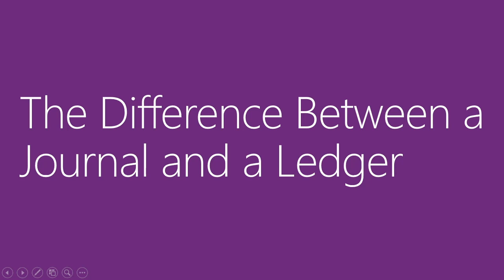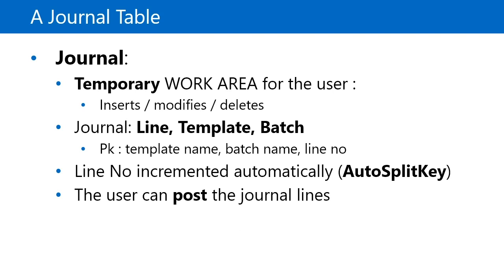So let's summarize by defining now what's the difference between a journal and a ledger. If we look again at the journal table, then we know by now that in a journal, a user can insert lines, modify lines, and delete them. And we can consider a journal table like a temporary work area for a user, which means information will not always remain in the journal table. At a certain moment it will be posted and then it will disappear.